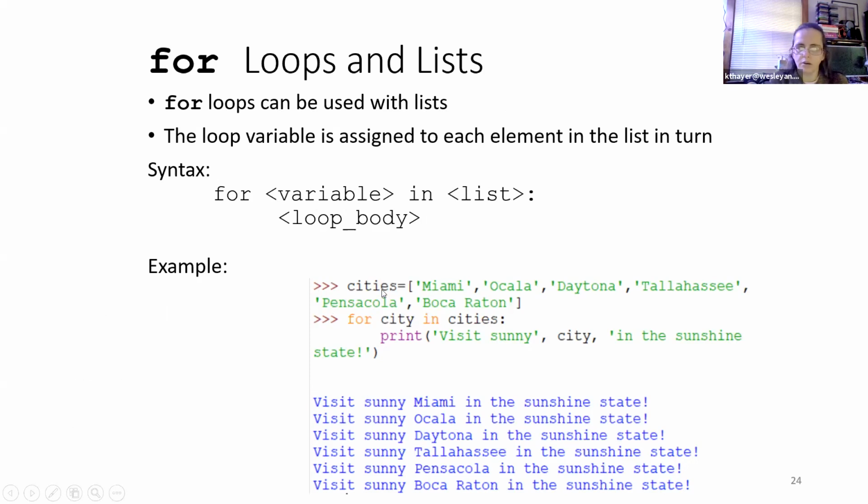So here's an example. Here's cities. And what we're going to do is for city in cities, and then we're going to print out this cute little advertisement for that particular city. So when we run this, what's going to happen is we will print out visit sunny Miami, because city will equal the first item in the list, Miami, and then it will substitute in the print statement: visit sunny city, what's the value? It's currently Miami, in the Sunshine State. And then we do Ocala, Daytona, and so forth to cycle through all of the cities that we have in our list.